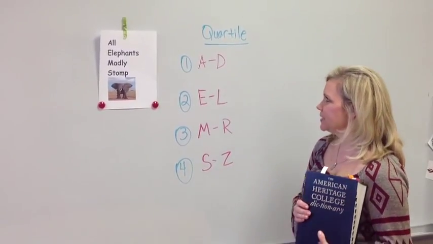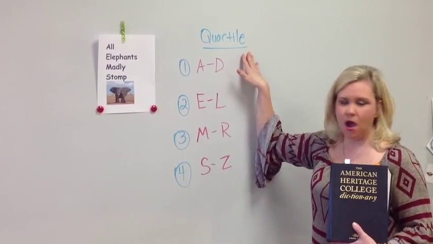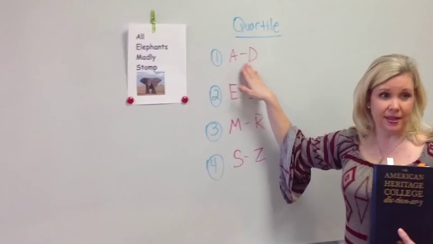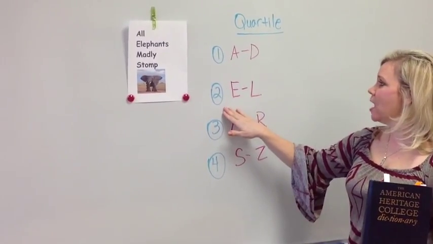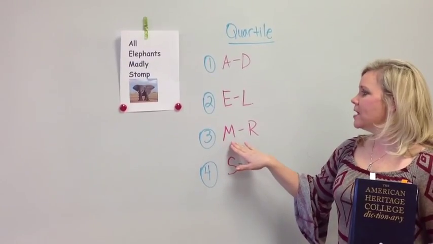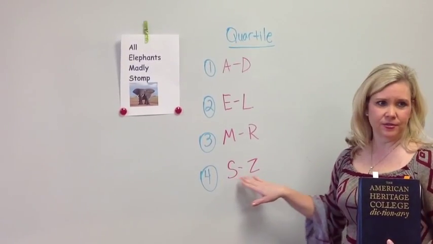First off, we're going to break it down into 4 quartiles. All right? So first off, you have quartile 1, which is letters A through D. Your second quartile is 2, E through L. Your third quartile is M through R, and your last one is S through Z.